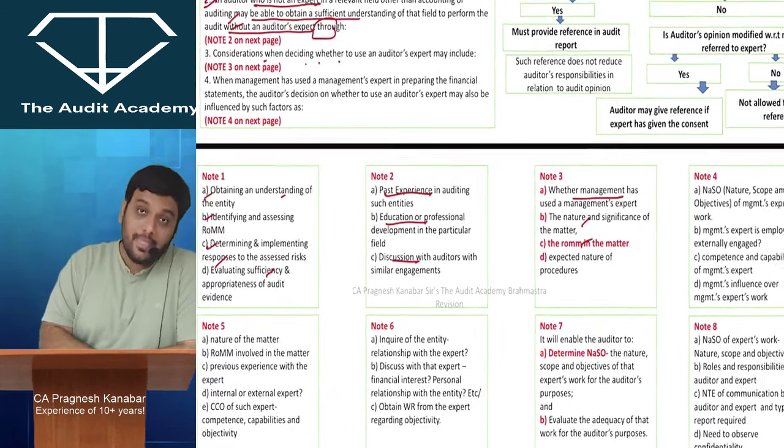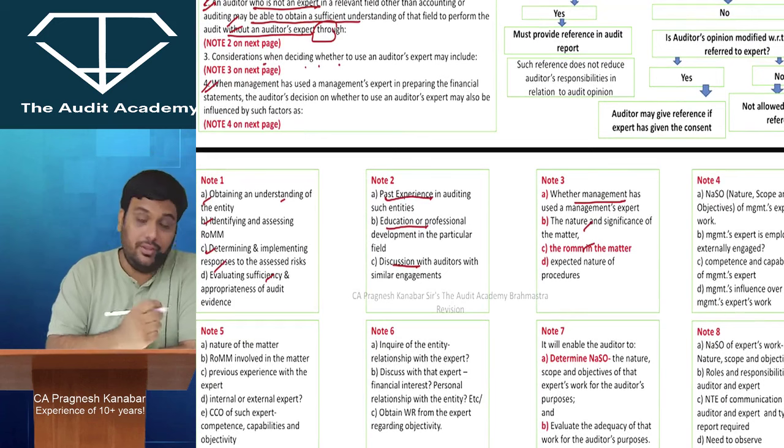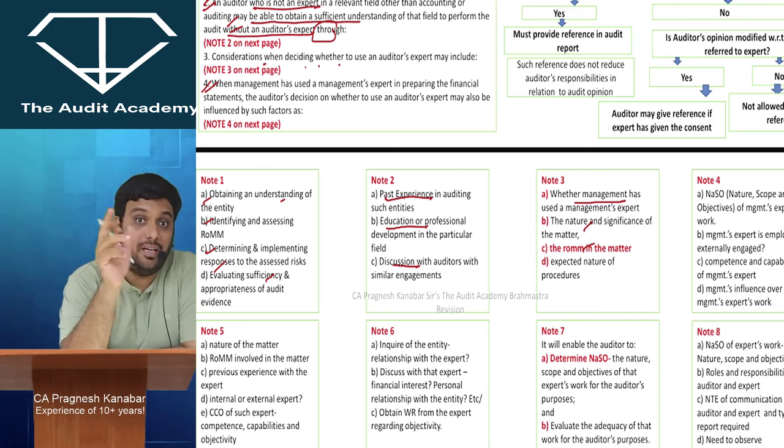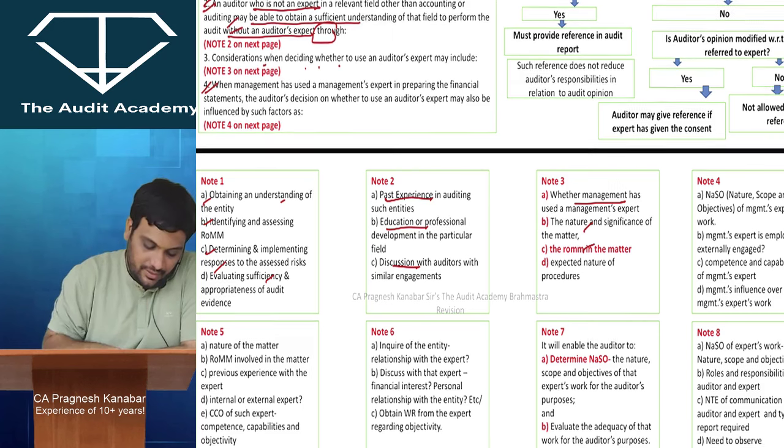Now the fourth question is different from the third one. The third one was a general question on deciding whether you want to appoint an expert or not. Fourth is, let us say management has already appointed an expert. Now the decision whether you want to appoint your own expert or not will depend upon which factors. So look at this. Note 4.